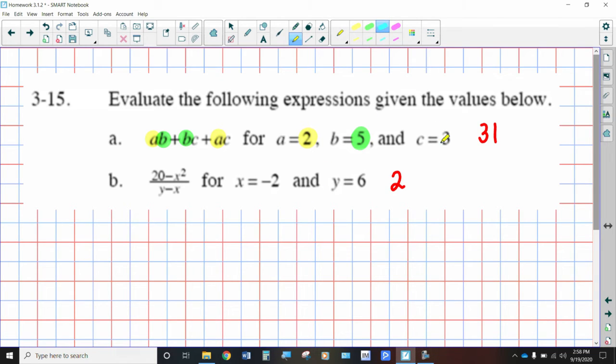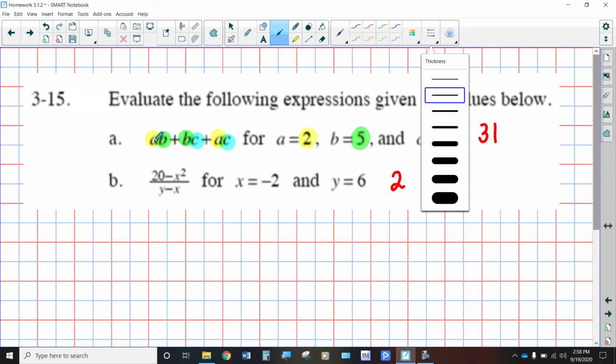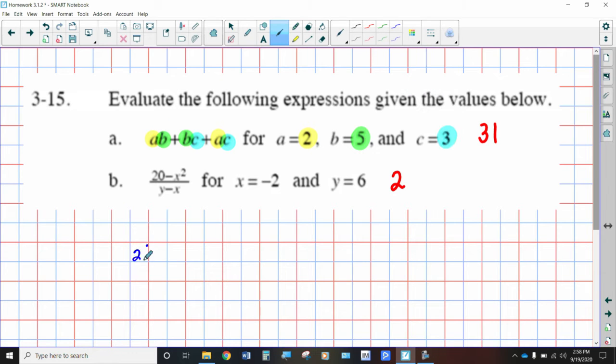And then for the c, any place you see a c in here, replace it with the number 3. So whenever you've got variables next to each other, that always means that they're being multiplied together. So this is going to be 2 times 5 plus 5 times 3 plus 2 times 3.